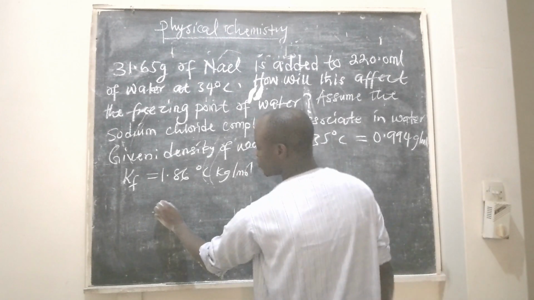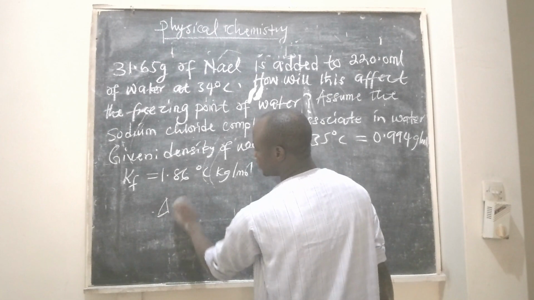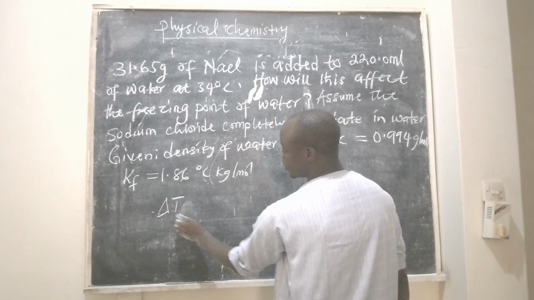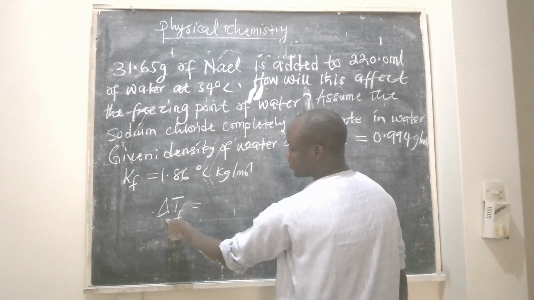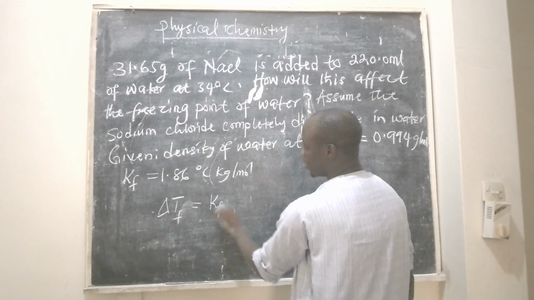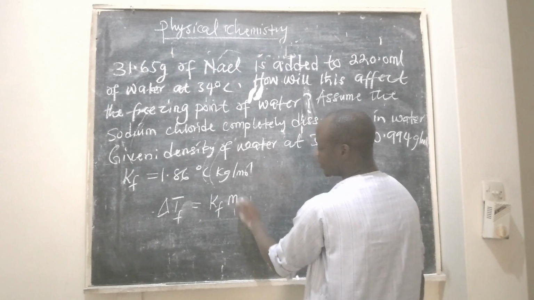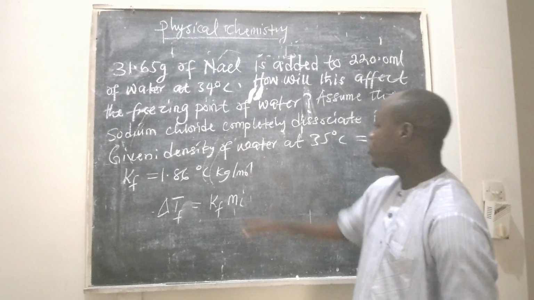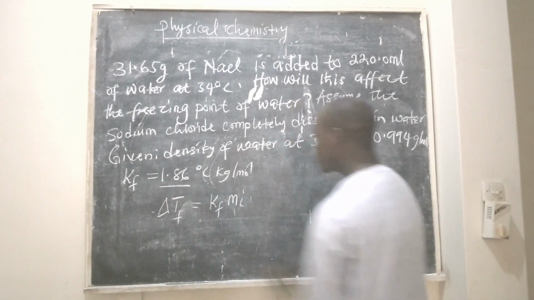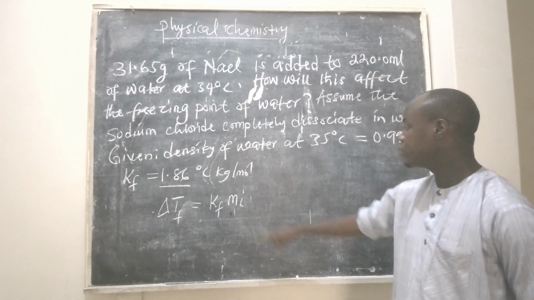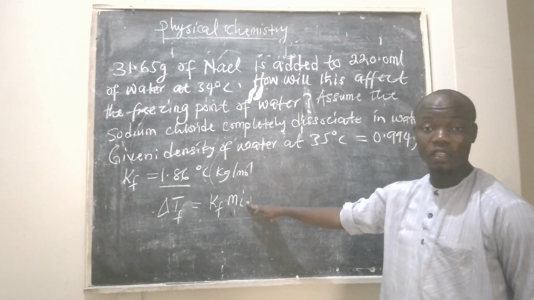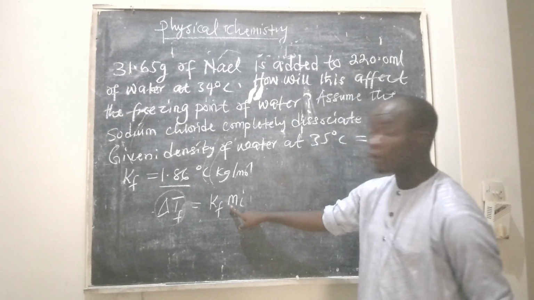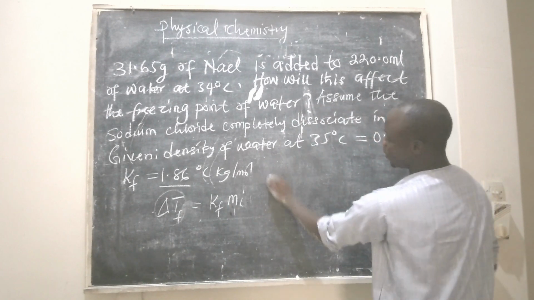So I think this one is simple. To calculate the freezing point depression, or the change in freezing point, ΔTf is equal to Kf times molality times the van 't Hoff factor. We already have Kf, but molality is missing, and the van 't Hoff factor is also not known. So how are we going to get this? The first thing that we are going to do is calculate molality.